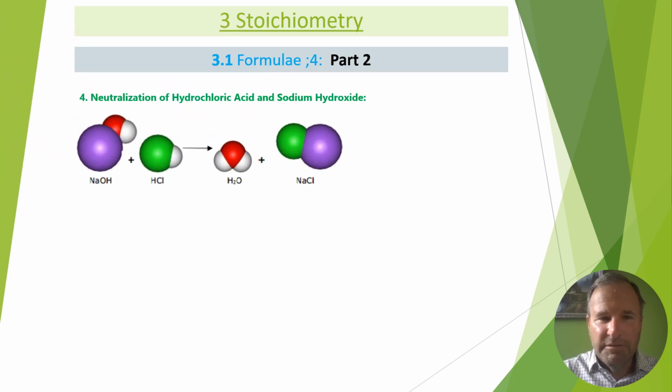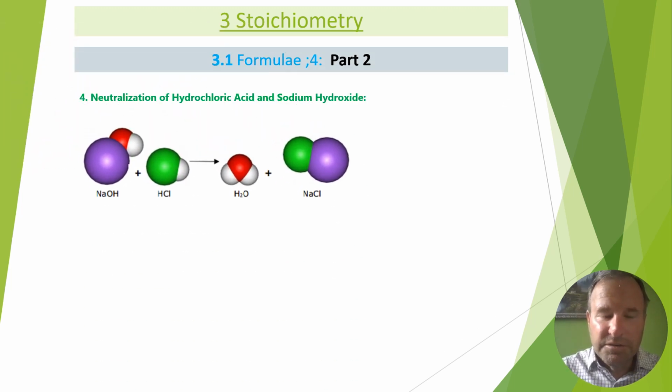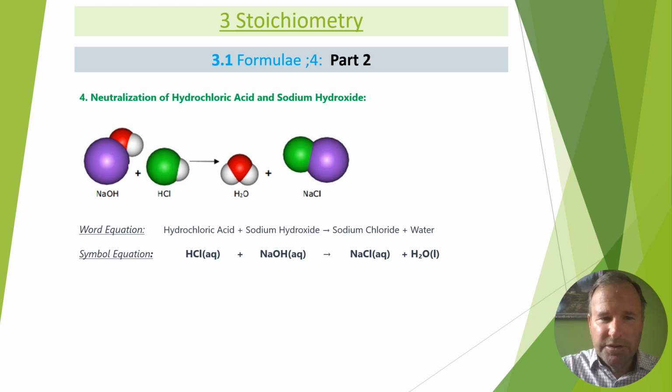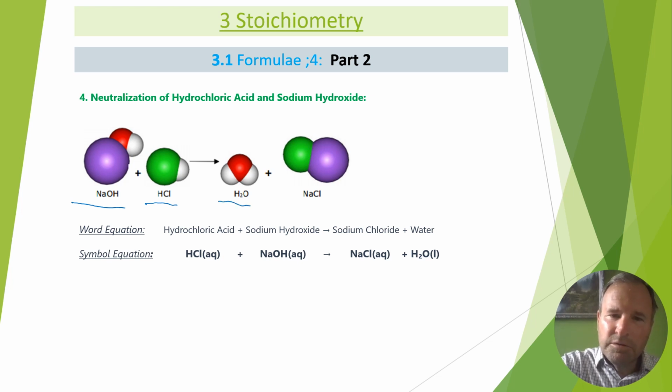And the final one we'll have a look at that you'll come across is neutralization reactions, when you get to the topics acids and alkalis. But here's a classic example. You can see sodium hydroxide in its diagrammatic or model form, and hydrochloric acid, forming 1 lot of water molecule and 1 lot of sodium chloride compound.